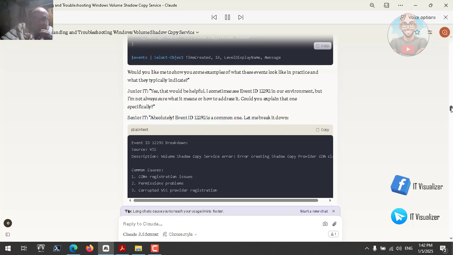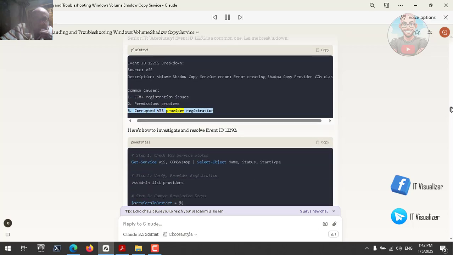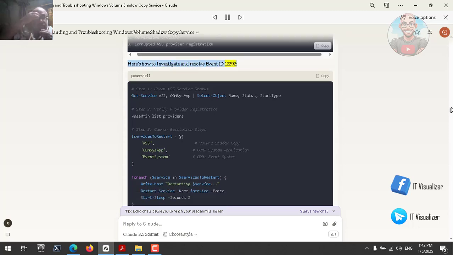Event ID 12292 breakdown. Source: VSS. Description: Volume Shadow Copy Service error. Error creating shadow copy provider COM class. Common causes: 1. COM+ registration issues. 2. Permissions problems. 3. Corrupted VSS provider registration. Here's how to investigate and resolve event ID 12292.